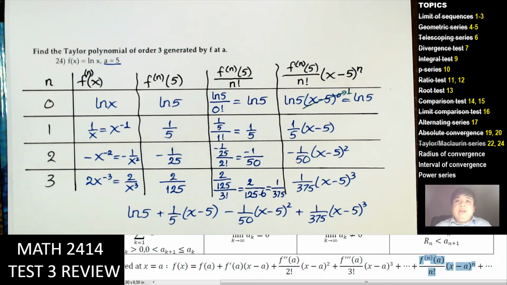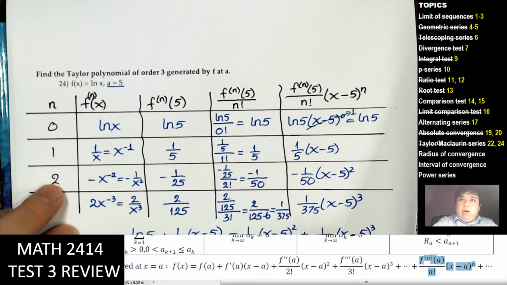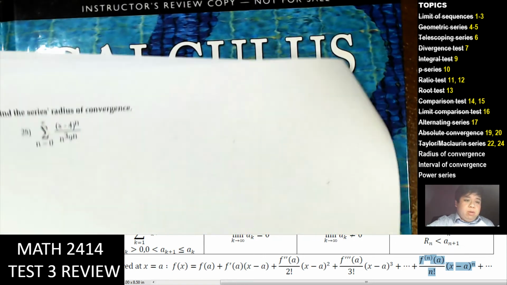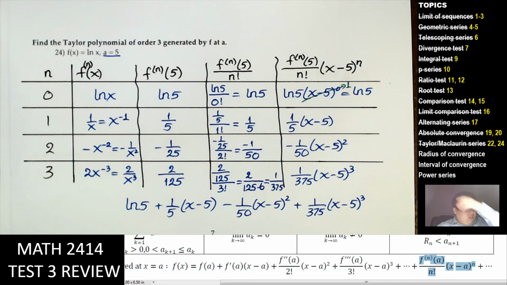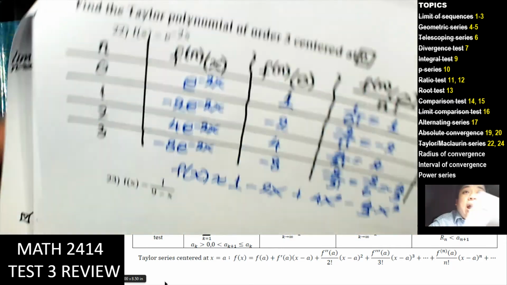Next we have the radius of convergence and interval of convergence. Let's look at that one again. What we're going to use for the radius of convergence or interval of convergence is the ratio test. Oh, by the way, I happened to forget that.